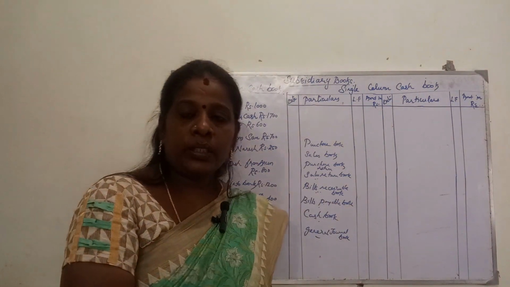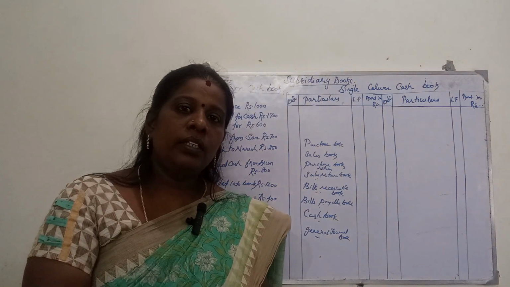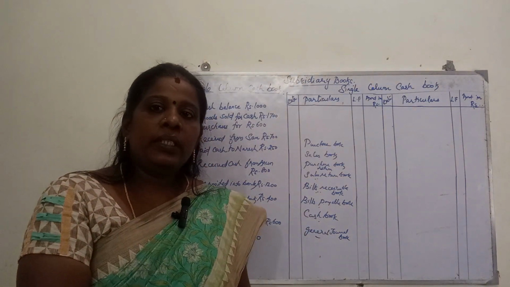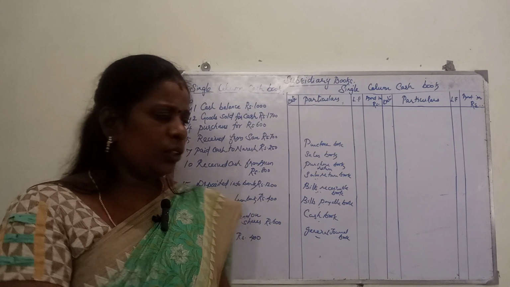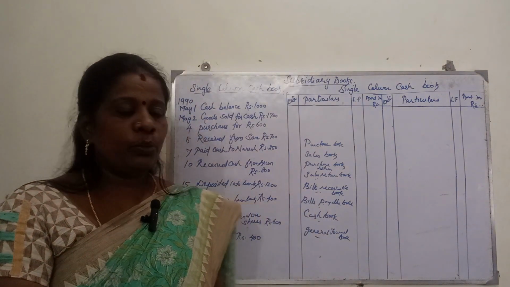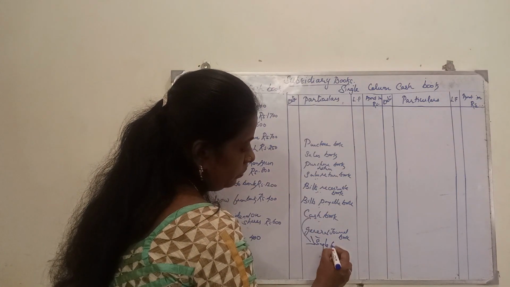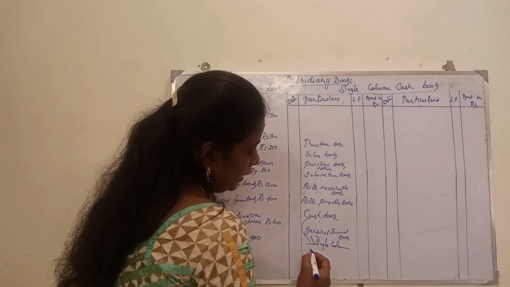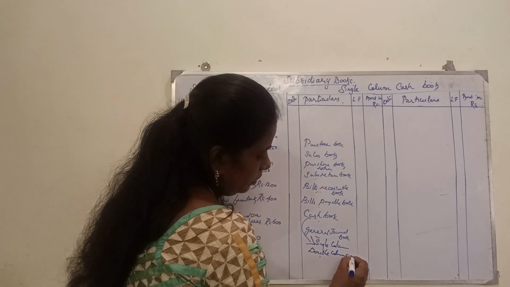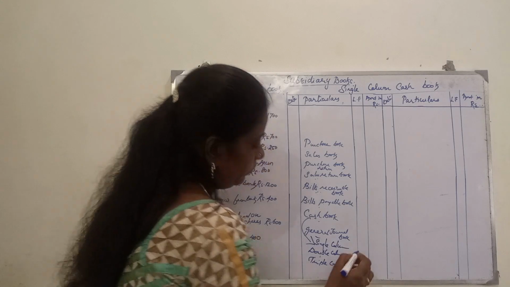Next, cash book. The cash book is very important. Most of the business transactions are cash dealings. All cash transactions are mentioned in the cash book. The cash book is divided into three types. One is single column cash book, the second one is double column cash book, and the third one is triple column cash book.